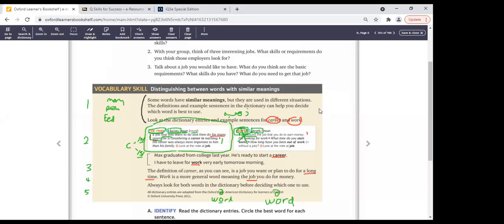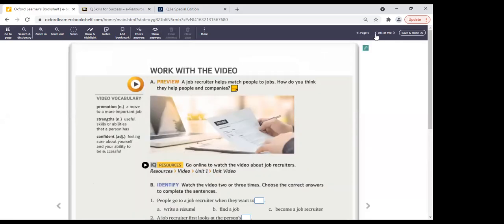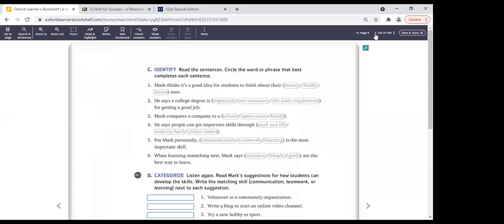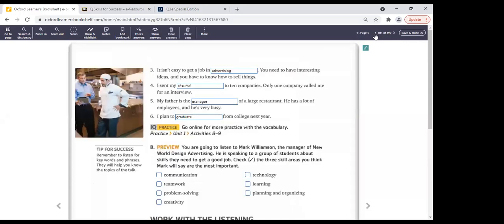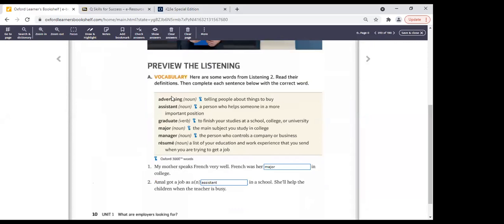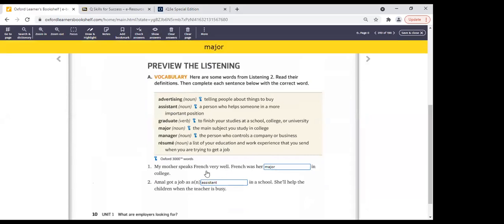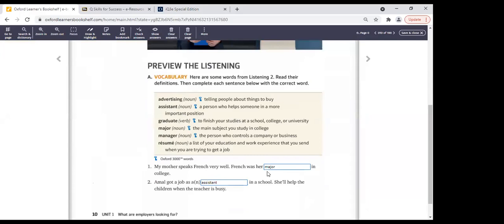Even with the vocab, the vocab will be the same words. So we'll have the same or similar words, but the sentence might be different. So you won't have the same sentence.